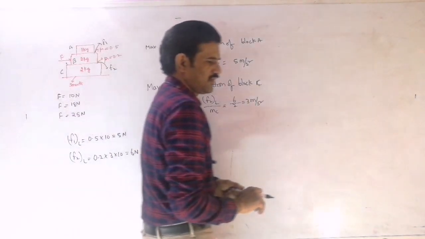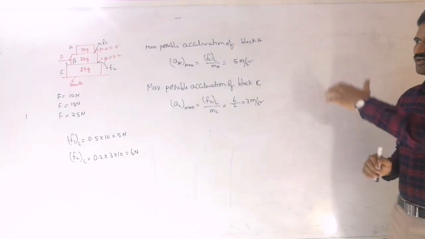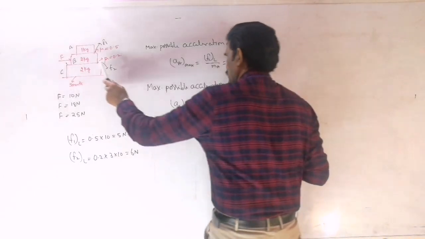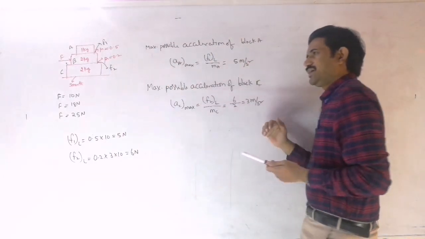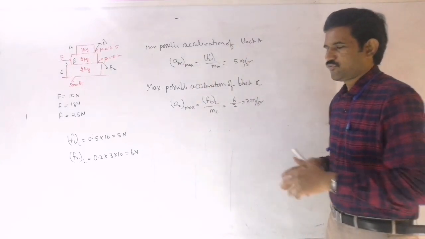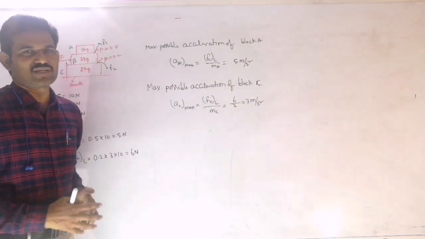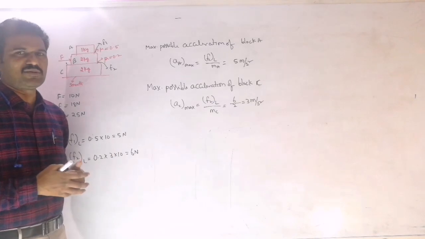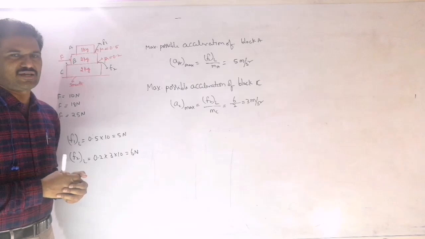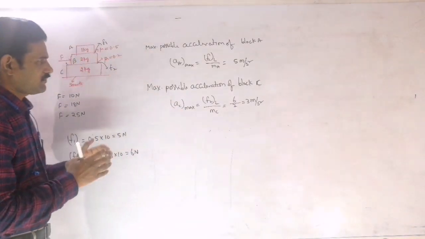Now from this what we are going to conclude is that we are calculating only for A and C. For B we are not calculating, because the acceleration of B can be anything depending on the applied force F. If you go on increasing the F value, the acceleration of this block also goes on increasing. So there is no maximum limit for the acceleration of block B, and we are not considering it.